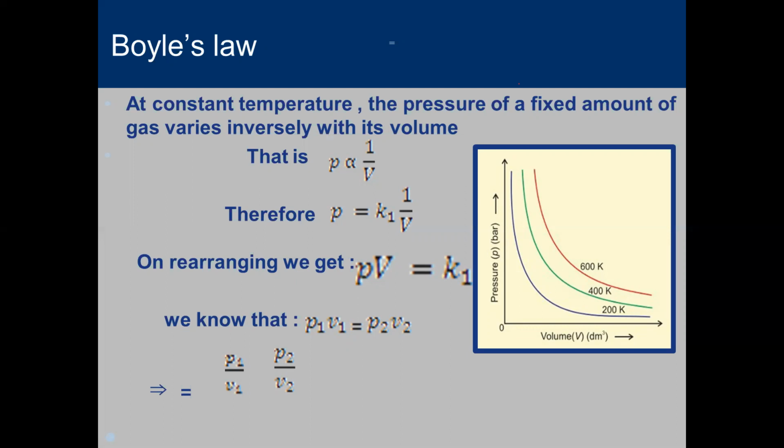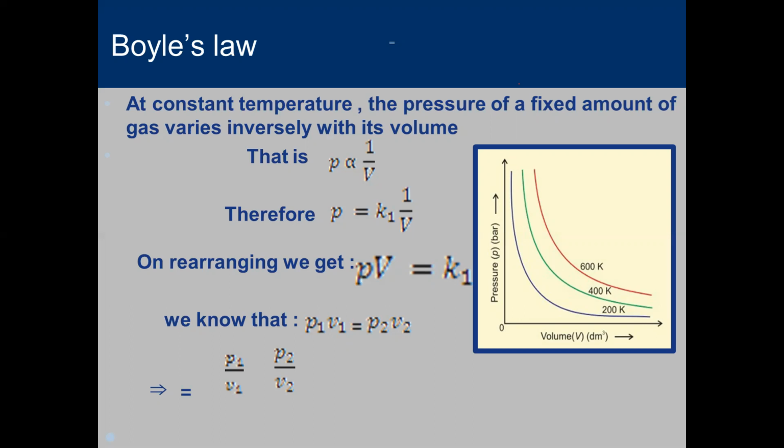Suppose we double the pressure, then volume will become half, but their product will remain constant. The product of pressure and volume in both cases will remain constant. So we conclude that P1 V1 is equal to P2 V2.